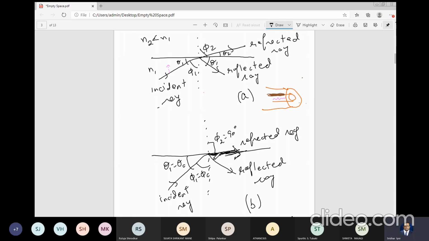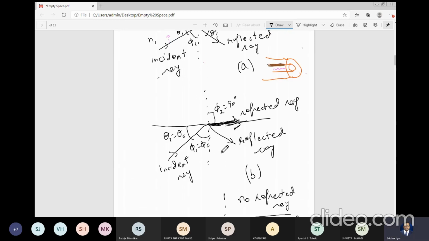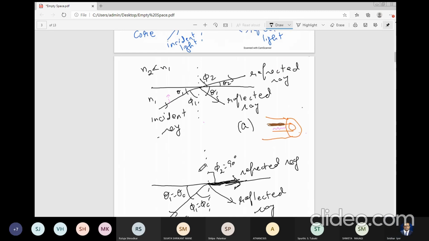So the basic idea here is that when the light ray is going to encounter a boundary of two different materials or media, part of this signal or the ray is going to be reflected back, part is going to be refracted, right? But we do not want that scenario. We want all of this light to be reflected back into the same medium, that is the core. So any questions on this?